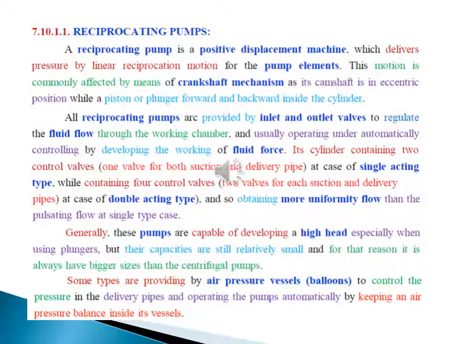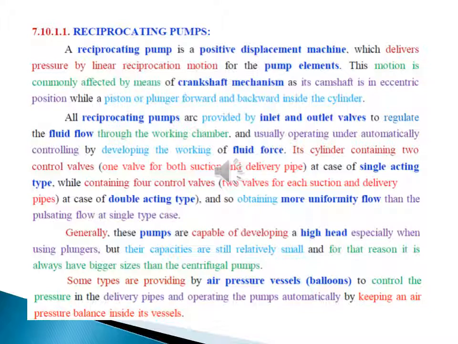Reciprocating pump is a positive displacement machine which delivers pressure by linear reciprocating motion of the pump elements. This motion is commonly effected by means of a crankshaft mechanism, as its camshaft is in an eccentric position while a piston or plunger moves forward and backward inside the cylinder.